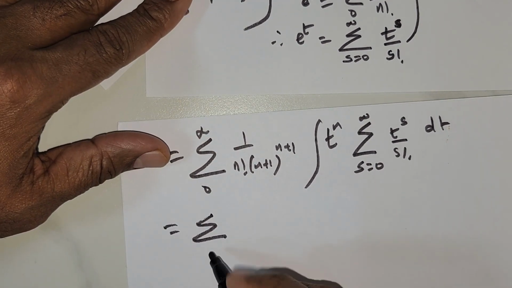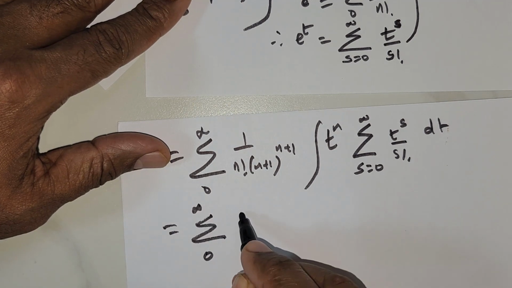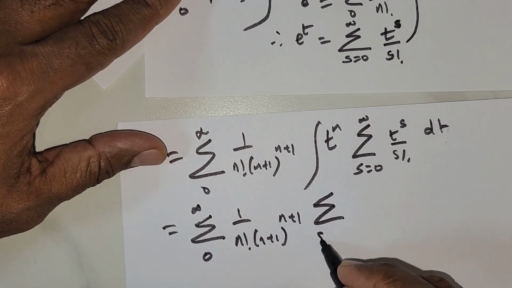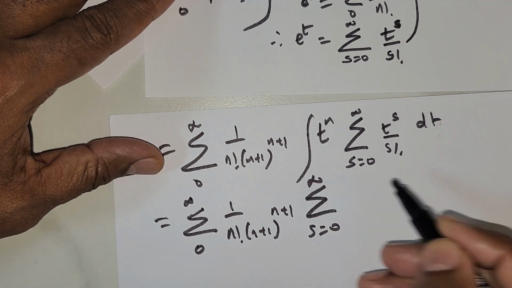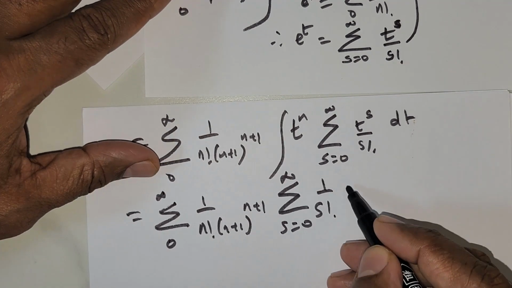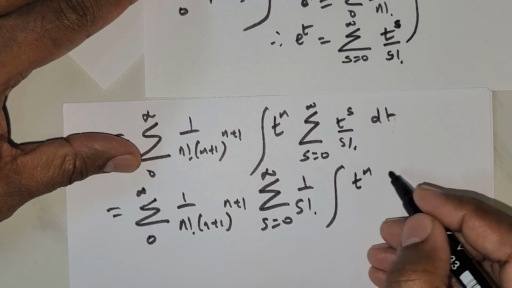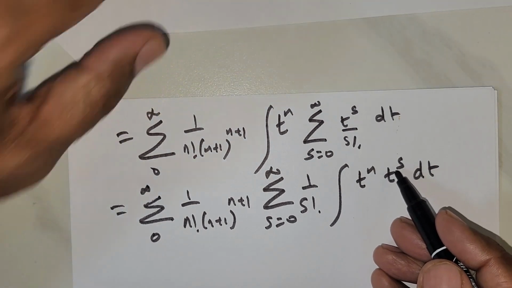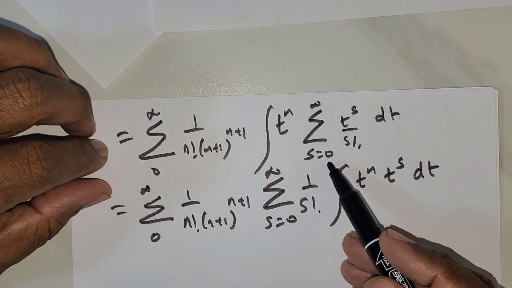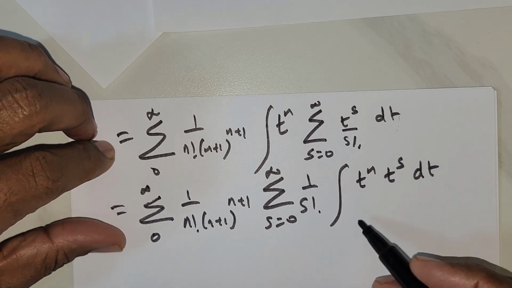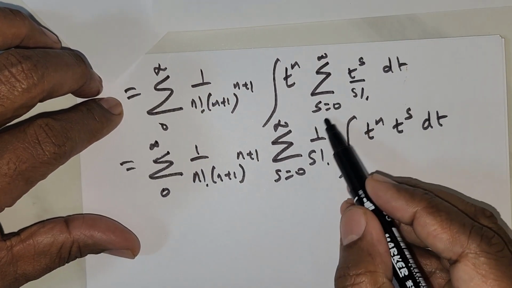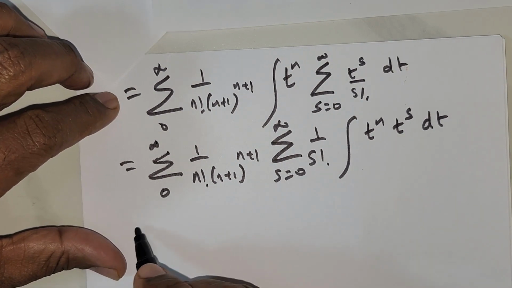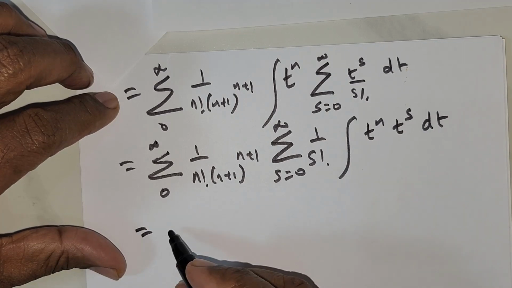So one sigma is going to be 0 to infinity of 1 over n factorial times (n+1) raised to the power of n+1. The other sigma is s equal to 0 to infinity and 1 over s factorial followed by integral t raised to the power of n times t raised to the power of s times dt. Right, now n and s are parameters, index parameters that are moving from 0 to infinity. So I can treat them as a constant with reference to the variable t.